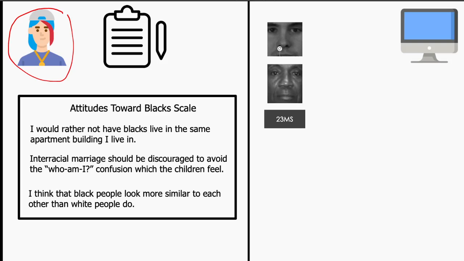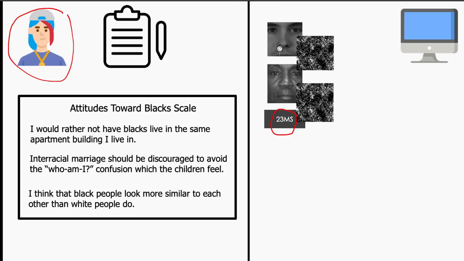Here you see either a Black face or a white face for 23 milliseconds. This is often what is called a subliminal prime. It's so quick that people have trouble reporting whether they saw a Black or white face. There's a whole literature on whether this is actually subliminal, whether people actually see it or not. I don't want to go into that, but here the authors claim it is subliminal processing.